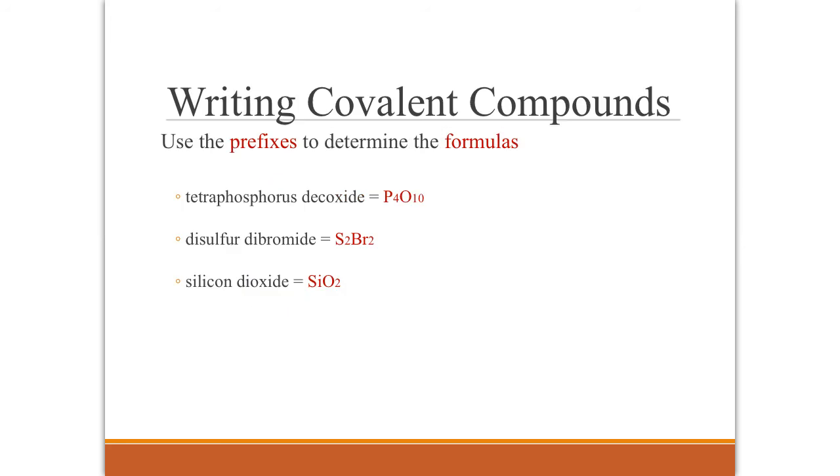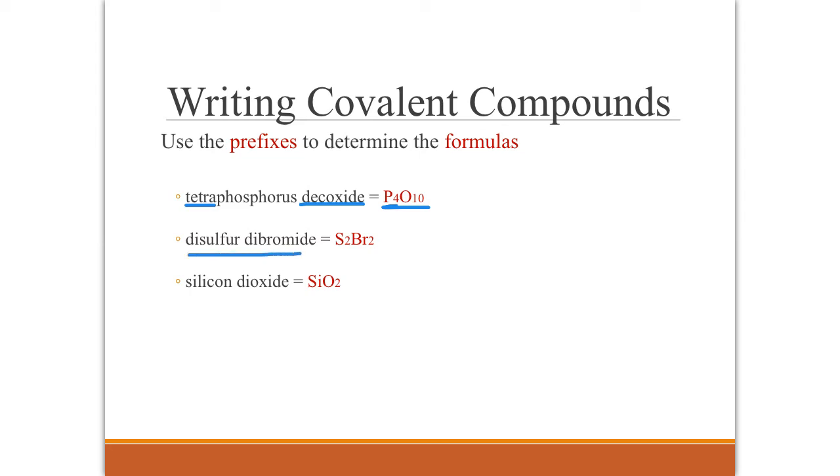Since you already know that the prefixes tell you how many of each atom are present in the compound, going from a name to a formula is very, very simple because you just use the prefixes to go the other way. So if we have tetraphosphorus decoxide, the tetra refers to 4, so there are 4 phosphorus, and the dec was deca, but it ended in an A, so the A went away next to the O for oxide. So decoxide, and we have P4O10. So again, just use the prefixes to tell you how many atoms there are of each.